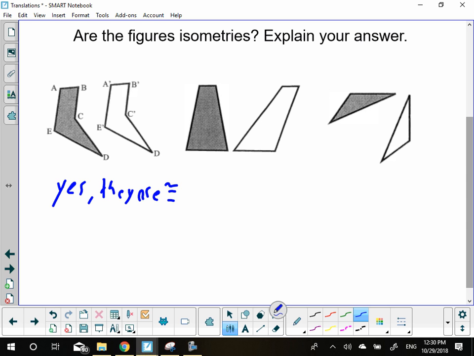How about the second one? No. Why? They're not the same size. Kind of the same size. I'm not sure. Not the same shape. I mean, the whole thing kind of got pushed sideways, so it kind of formed a new shape. It's like going from a rectangle to a parallelogram. It got pushed over some. I'm going to say no, it's not the same shape.